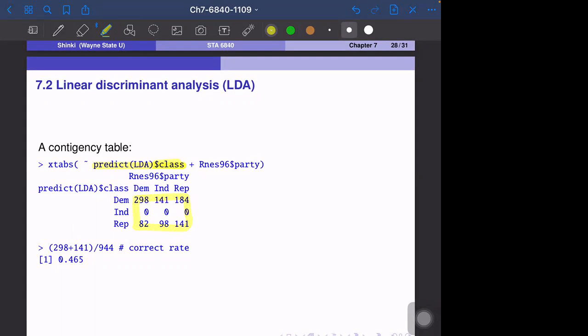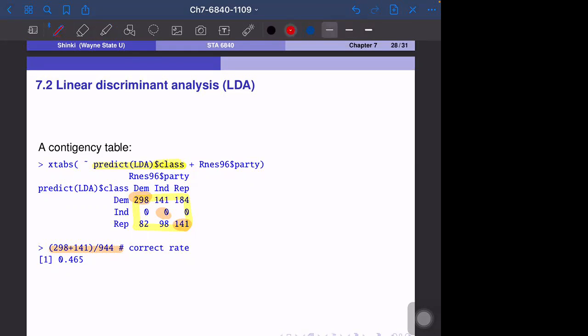You can see that this one, this one, and this one are correct categorizations, and the others are not correct. The proportion of correct categorization is 0.465. So it's slightly lower than the previous one, the multinomial logit, but overall very similar. And you may wonder why no observations are categorized as Independent.